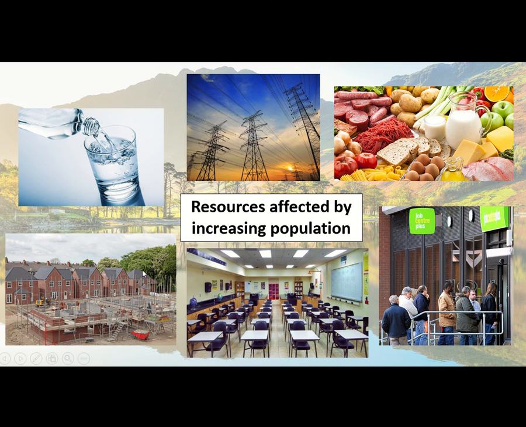So what you need is a summary. It can be a spider diagram like this, or it can be just a list of resources affected by increasing population. We've got labour resources, you've got school resources or education resources, you've got housing resources, you've got water, energy and food resources. All of these different things affected by an increasing United Kingdom population. Now, jot those down. When you're ready, unpause the screen and we can carry on.